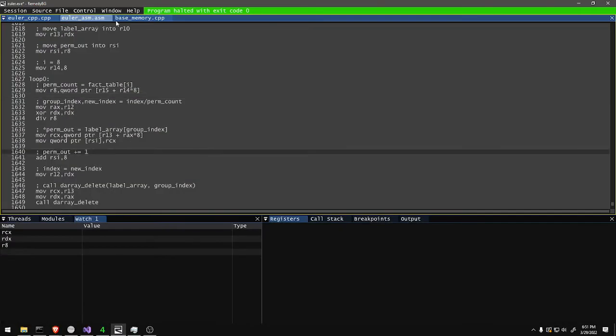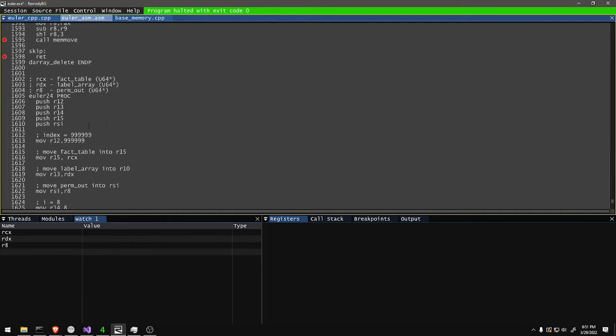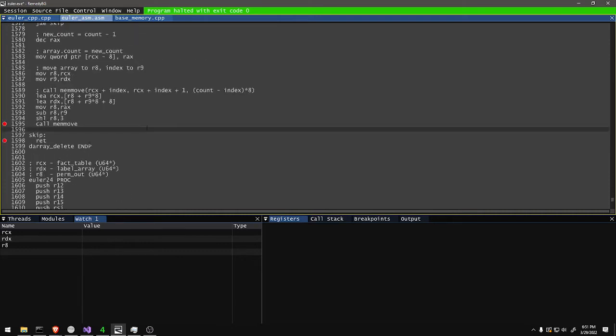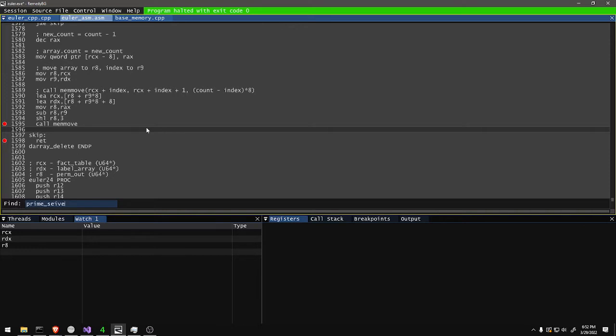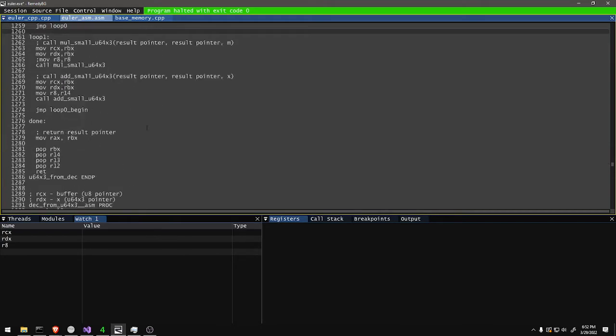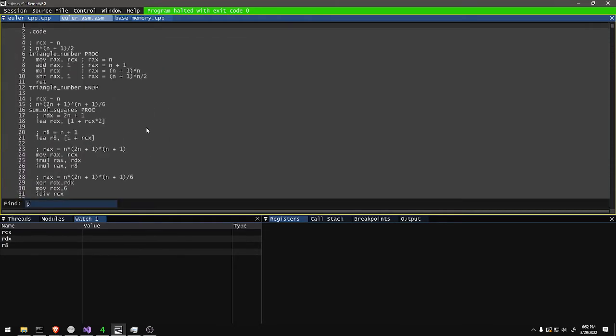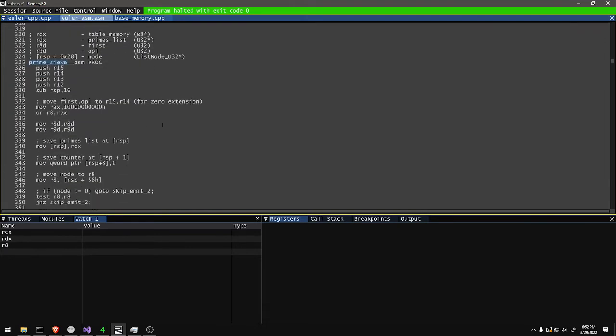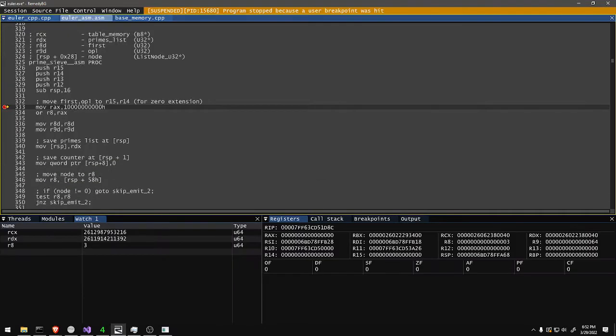Let's go and see this in the debugger. Where is my prime sieve? This part. Okay, so RAX is some reasonable number, like 0, but then we put that in there. We OR that with R8. R8 is 3, and then it becomes that, and then we do that. Yeah, that looks like it worked.